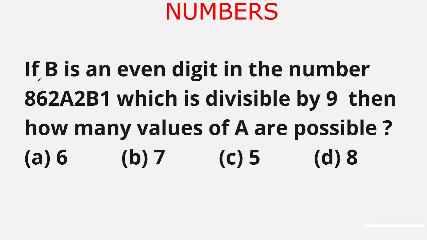Our question is, if B is an even digit in the number 862A2B1, which is divisible by 9, then how many values of A are possible? The given options are option A 6, option B 7, option C 5, option D 8.